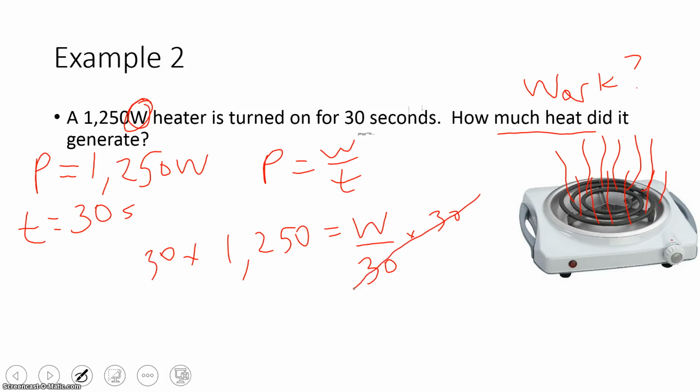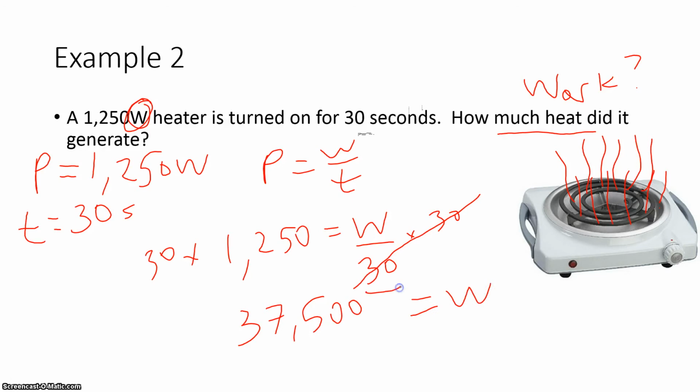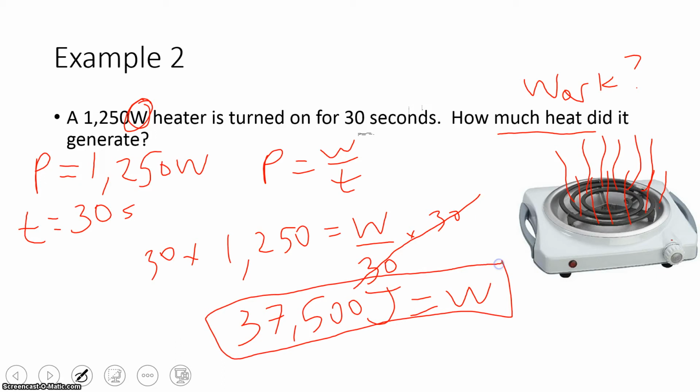30 times 1,250 is 37,500 of work. What are the units of work? Oh yeah, joules. So 37,500 joules of work is the heat generated.